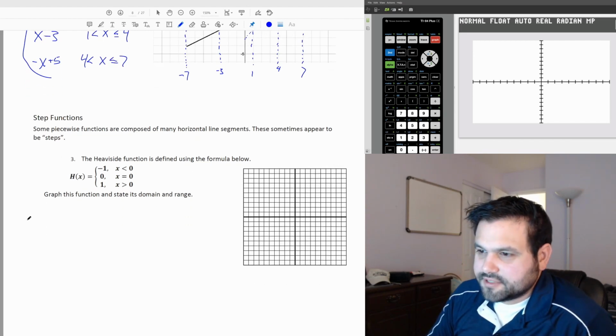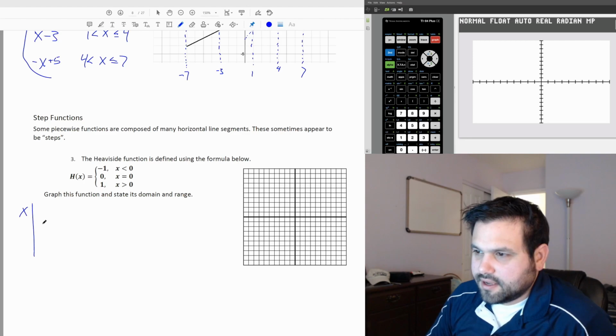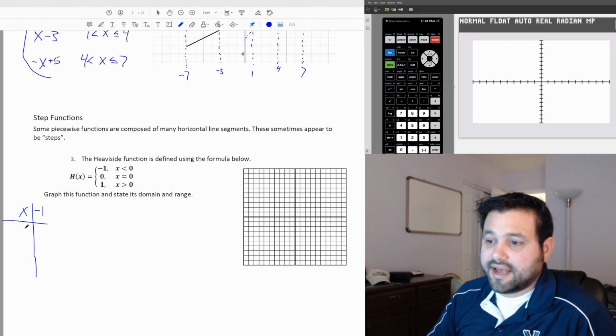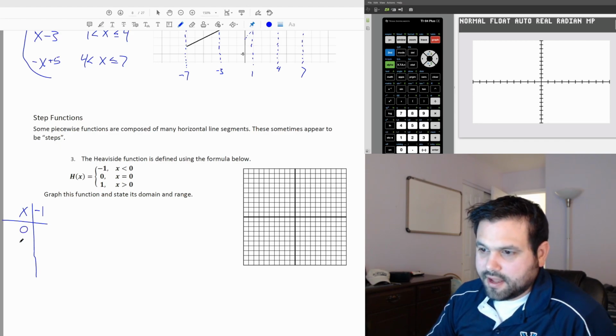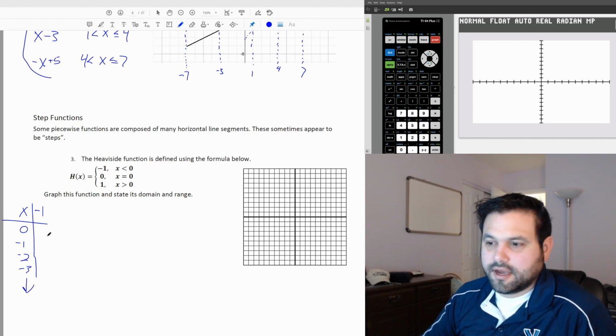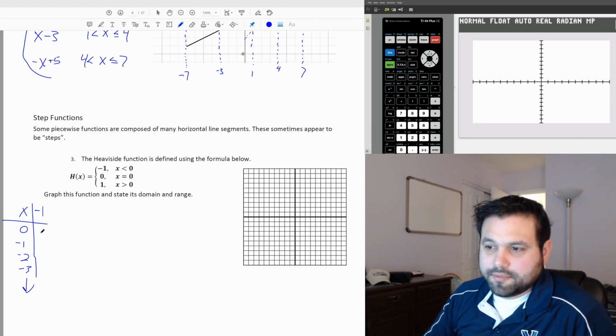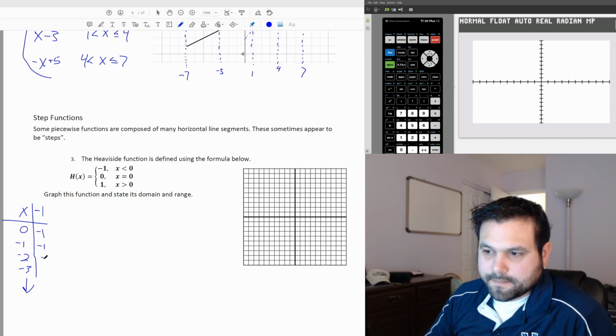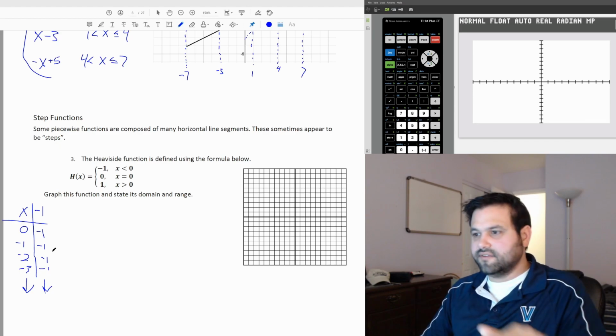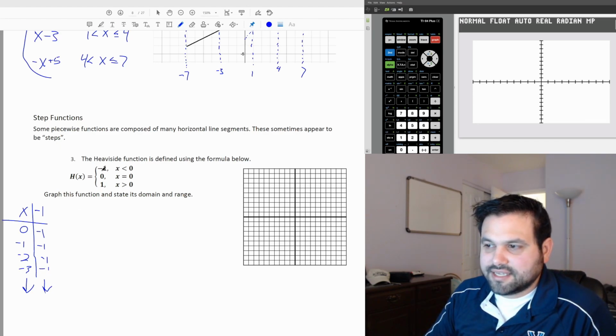So let's go ahead and make the table. So x, and then -1 is my output everywhere. Going less than 0, I have to put the 0 down, and then -1, -2, -3, forever. Okay? But all the outputs are -1. It's just a horizontal line at -1. But what about this x is less than 0? I'm not including it. That's got to be an open circle.